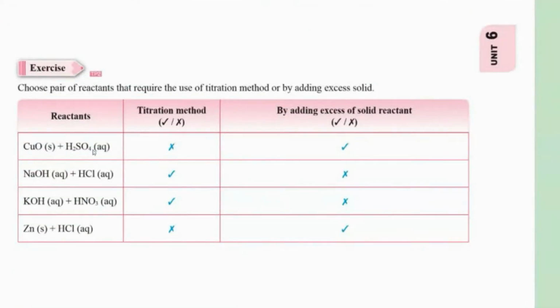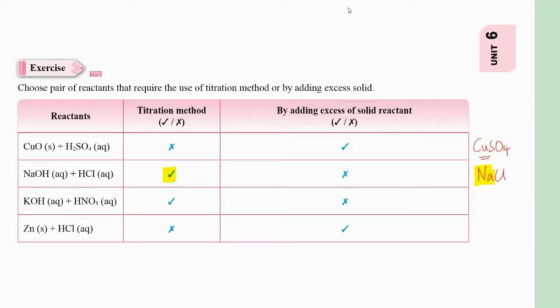Copper 2 carbonate with sulfuric acid. What is the salt that you want to prepare here? This one is the copper 2 sulfate, right? Copper 2 sulfate is not the SPA one, so not the titration. So it should be adding the excess solid reactants with acid. Then sodium hydroxide and hydrochloric acid gives sodium chloride, right? So sodium chloride, you see under sodium, so it's titration method, not using the acid with the solid reactants.